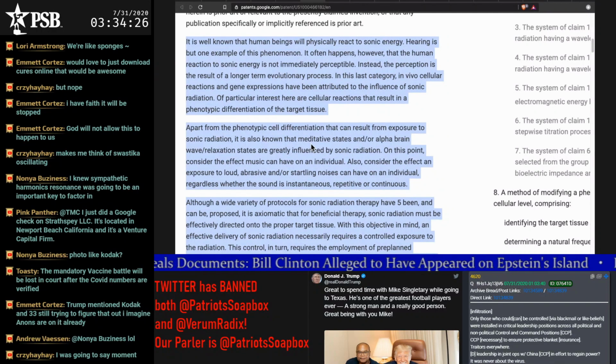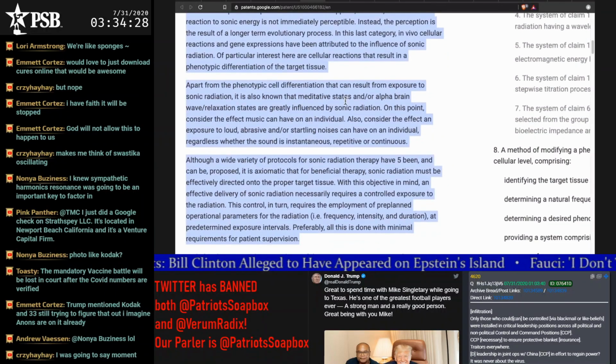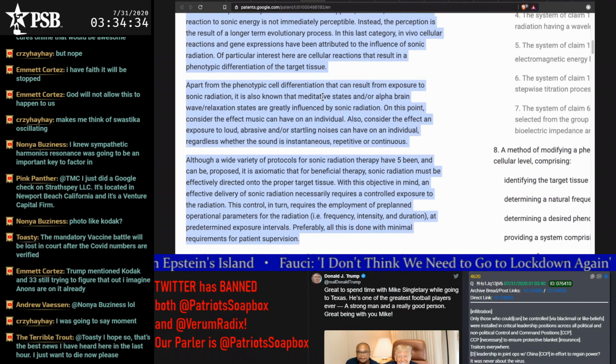Apart from the phenotypic cell differentiation that can result from exposure to sonic radiation, sound waves, it's also known that meditative states and/or alpha brainwave relaxation states are greatly influenced by sound waves. Really? So in addition to phenotypic cell differentiation, how your cells express themselves, it can also induce changes in your cognitive state, your ability to relax.